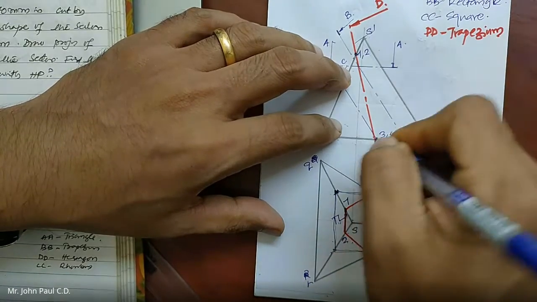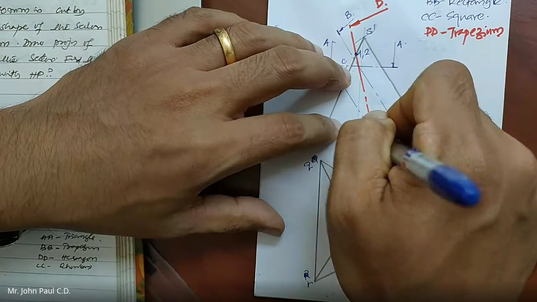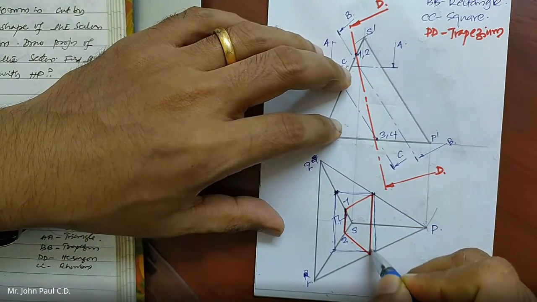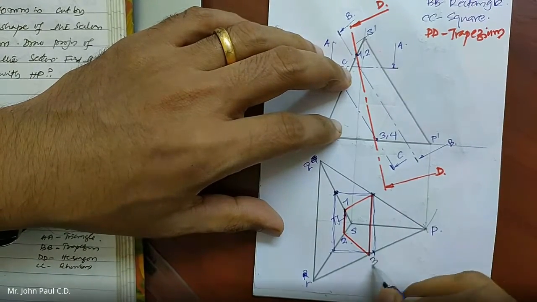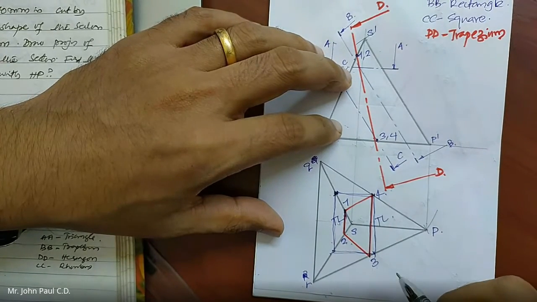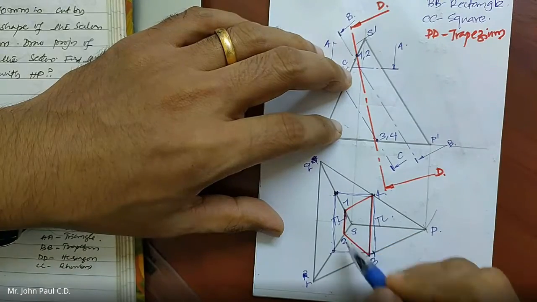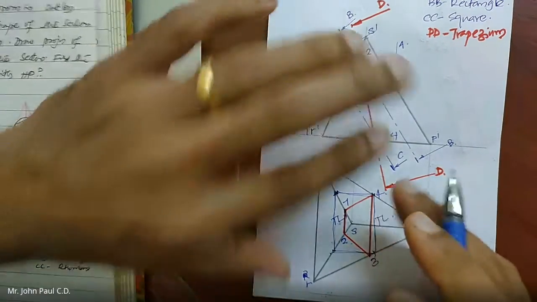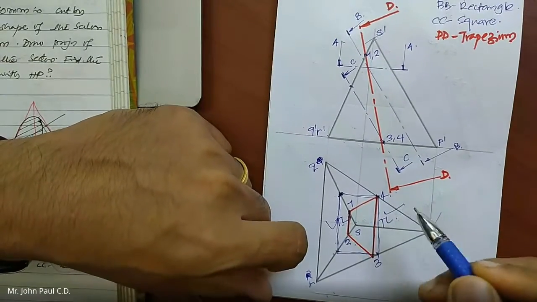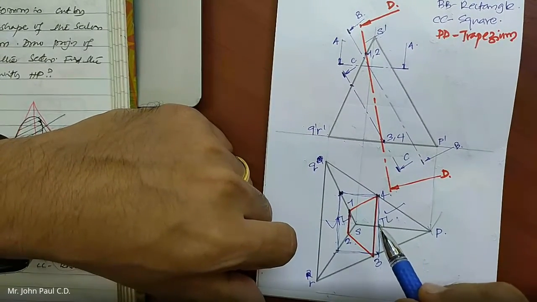Similarly, 3, 4 is perpendicular to VP. That means parallel to HP. So the projection will have true length. Say this is 3 and 4. This will also have true length. But this will vary. This need not be true length. Only if we draw the true shape will we get true length. But this true length will remain as true length in the top view.